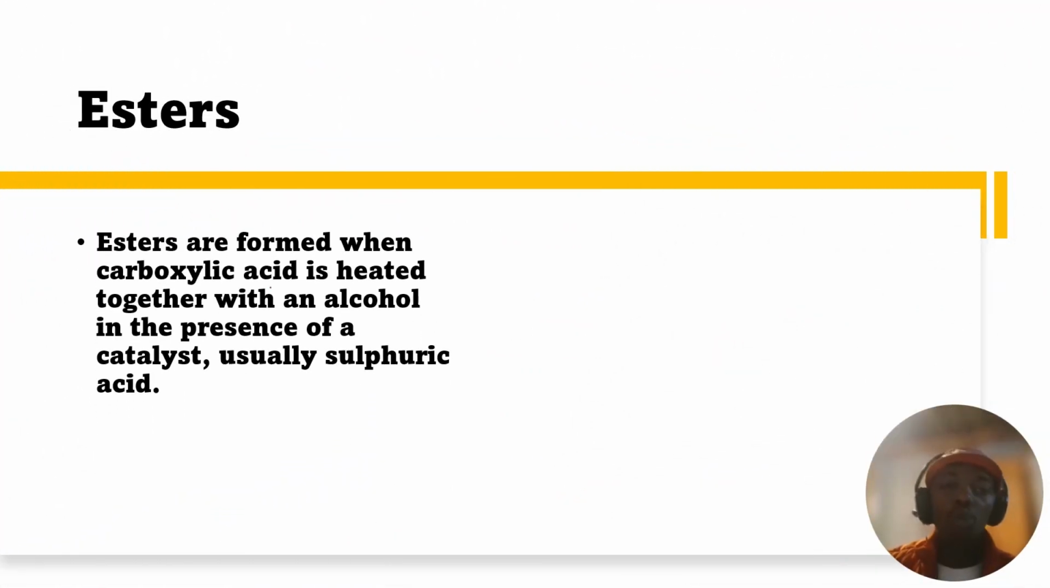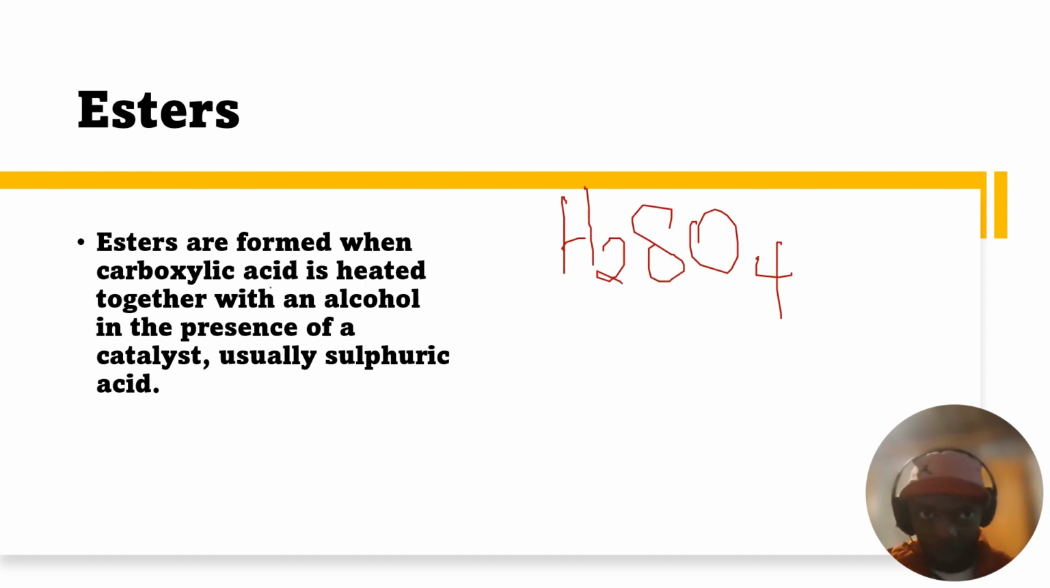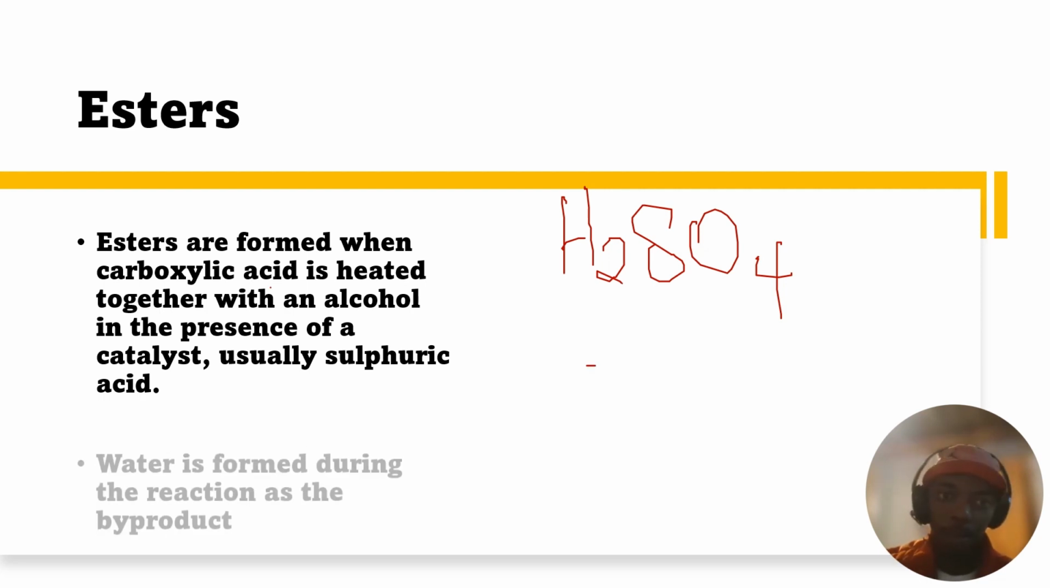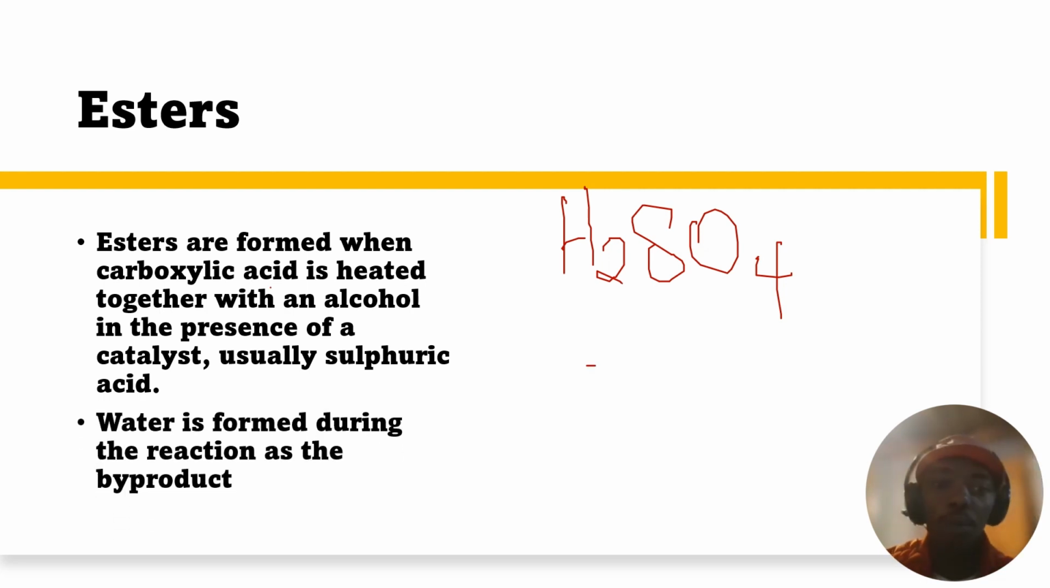And guys, you go to esters, right? It says esters are formed when a carboxylic acid is heated together with an alcohol in the presence of a catalyst, usually sulfuric acid. Sulfuric acid's molecular formula is H2SO4, right? So they are heated in the presence of a strong catalyst, which is sulfuric acid. And then it says water is formed during the reaction as a byproduct.